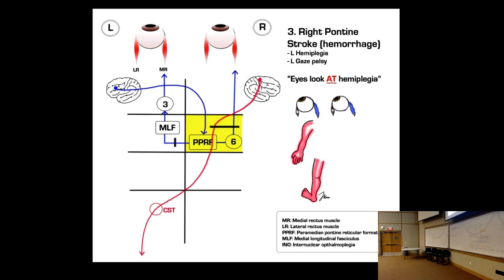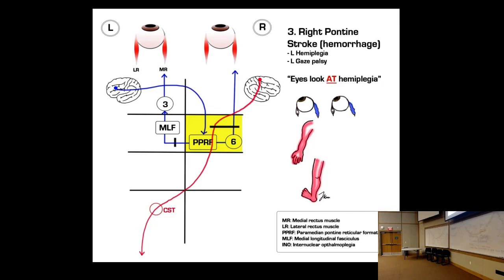Okay, but now what side of the body is going to be weak? Well, here's the corticospinal tract, okay, coming from the right hemisphere. And it is destined to move the left side of the body. So with a lesion here in the right pons, now the left side of the body will be weak. And so notice that with a pontine lesion, the eyes look at the hemiplegia. So if the eyes are looking at the hemiplegia, then you know very quickly, okay, this is not a middle cerebral artery stroke. Now our lesion is further down, and it's typically going to be here in the pons.